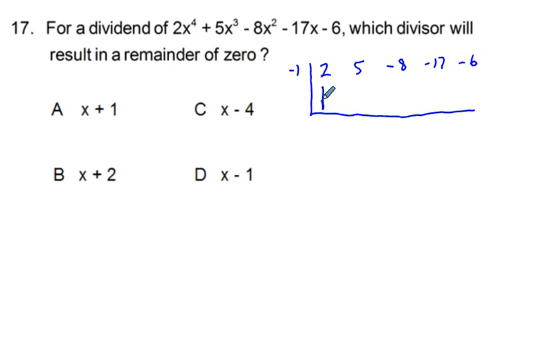We just bring these down. We have 2x cubed. Negative 1 times 2 is negative 2. 5 plus negative 2 is 3. Negative 1 times 3 is negative 3. Negative 8 plus negative 3 is negative 11. Negative 1 times negative 11 is 11. Negative 17 plus 11 is negative 6. Negative 1 times negative 6 is 6. And so we have a remainder of 0. So A is our correct answer.